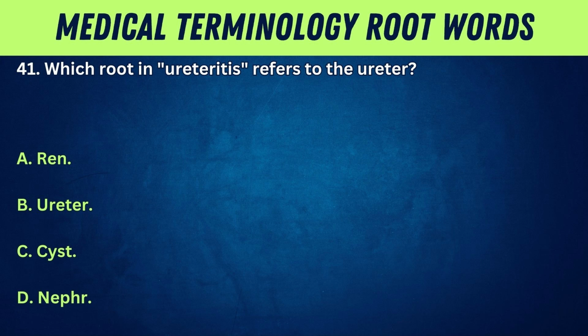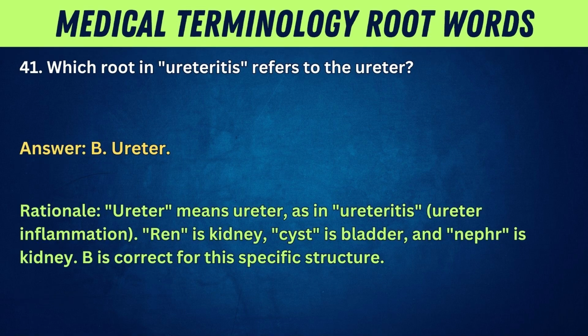41. Which root in ureteritis refers to the ureter? A. Ren. B. Ureter. C. Cyst. D. Nephre. Answer: B. Ureter. Rationale: ureter means ureter, as in ureteritis, ureter inflammation. Ren is kidney, cyst is bladder, and nephre is kidney. B is correct for this specific structure.